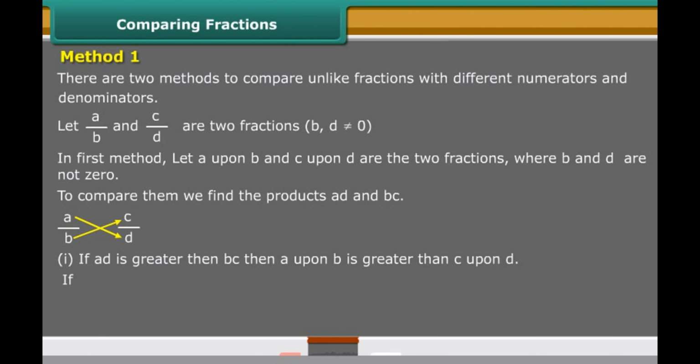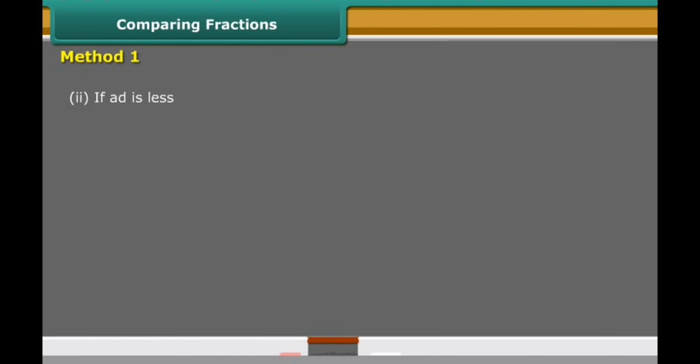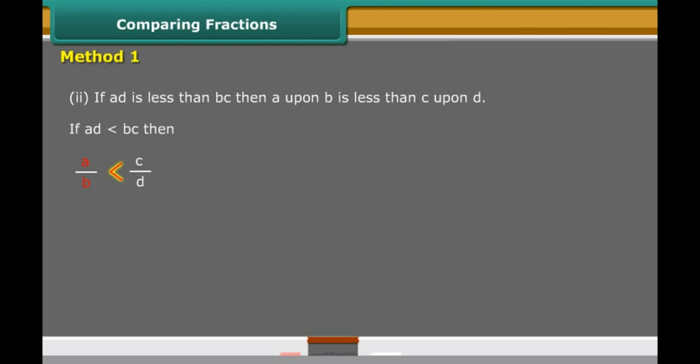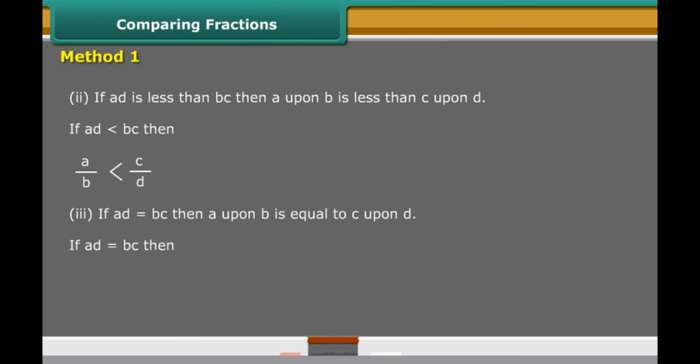1. If ad is greater than bc, then a/b is greater than c/d. 2. If ad is less than bc, then a/b is less than c/d. 3. If ad is equal to bc, then a/b is equal to c/d.